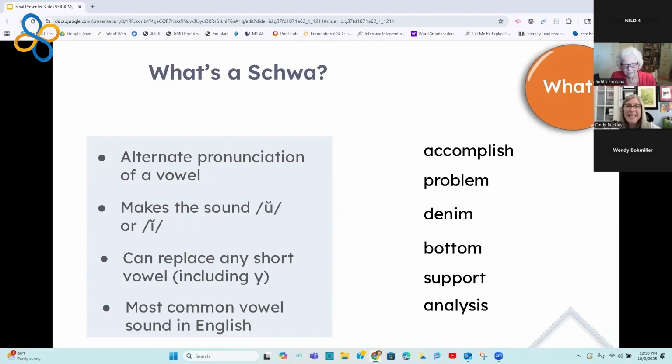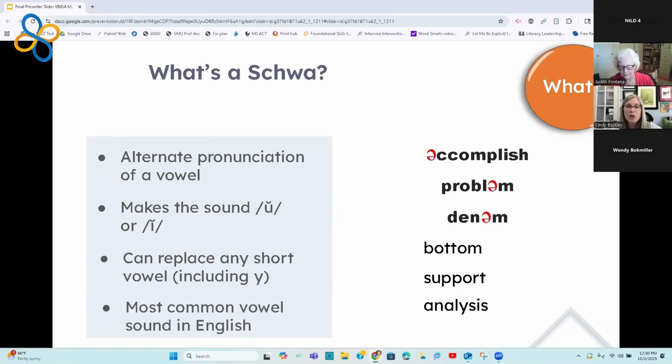So let's take a look at some schwas in action, replacing typical vowel sounds with the schwa sound. In the word accomplish, the short A is changed to a schwa. In problem, right? We don't say the full short E, we say a schwa. The short I is changed in denim. The short O in bottom. The short U in support.